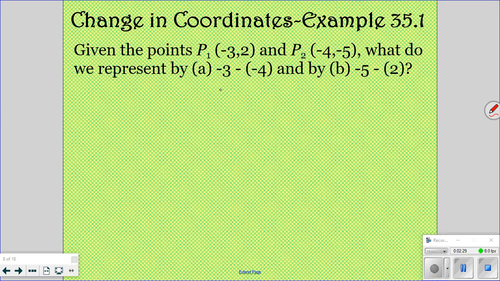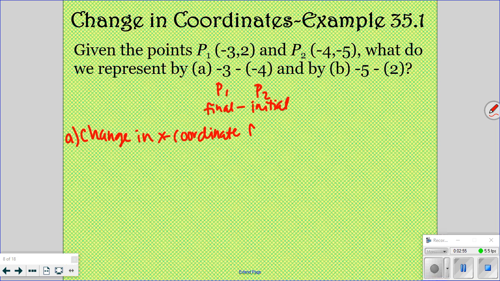So we're given these points, and they want to know what is represented by -3 minus -4. So this is P1, x value, and this is P2's x value. So this is our final minus the initial. So that means that this is the change for part A. It's the change in x coordinate going from P2 to P1, because you started with P2 and you ended with P1.